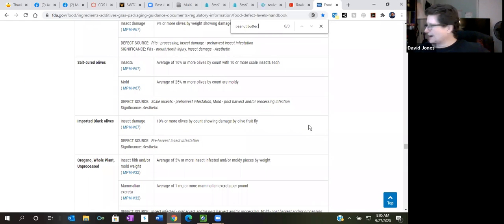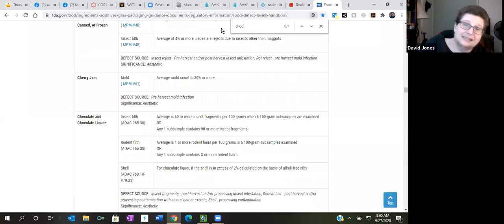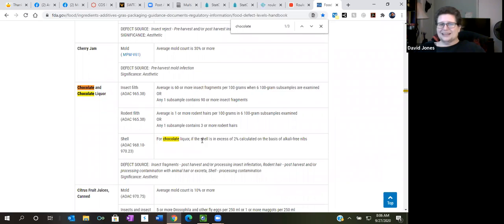Now, what about chocolate? Not everybody, but most people like chocolate. Chocolate, 6 or more insect fragments per 100 grams. Rodent filth, shells from the cocoa bean, I would assume.